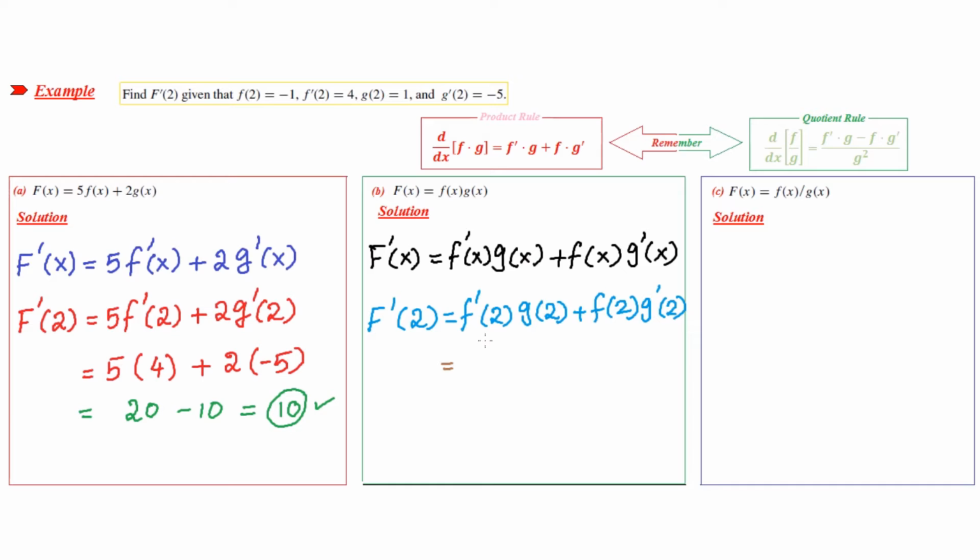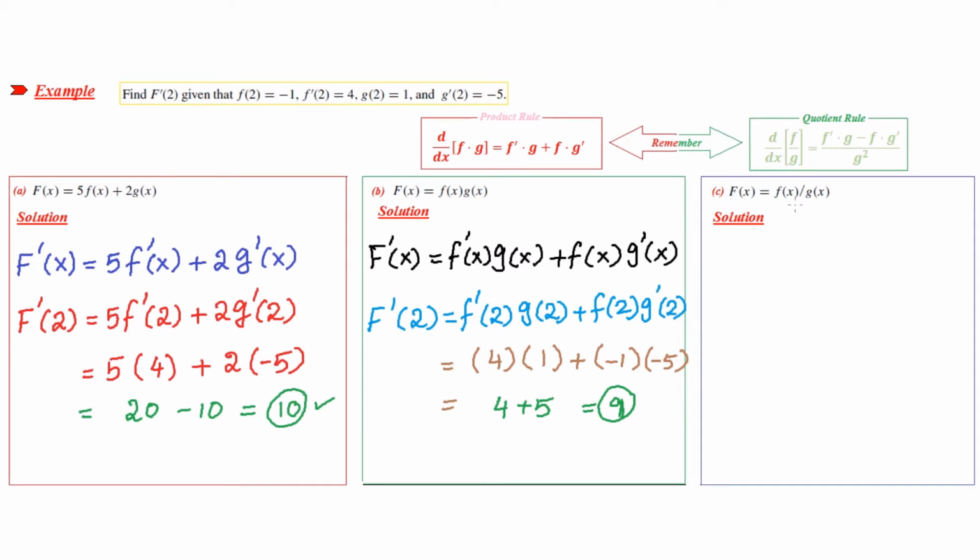Equals f prime of 2, given 4, multiplied by g of 2, given equals 1, plus f of 2, given equals -1, and g prime of 2 equals -5. And this equals 4 times 1, 4, -1 times -5 equals +5, and the answer equals 9. This is the final answer.